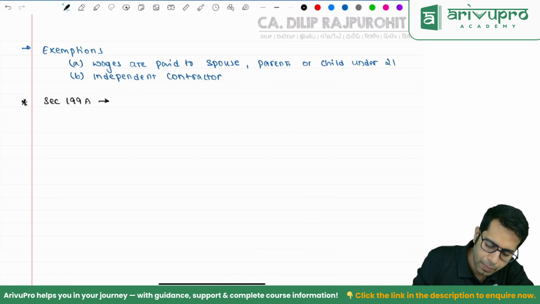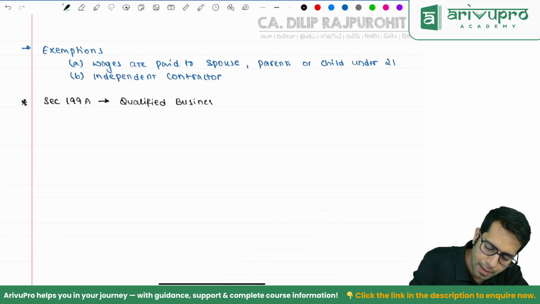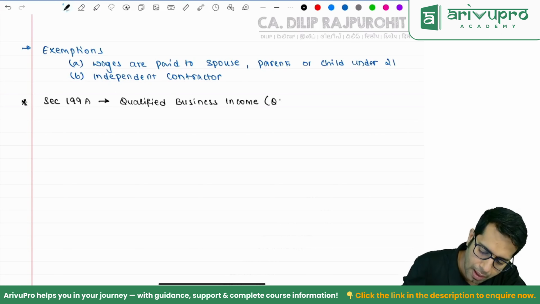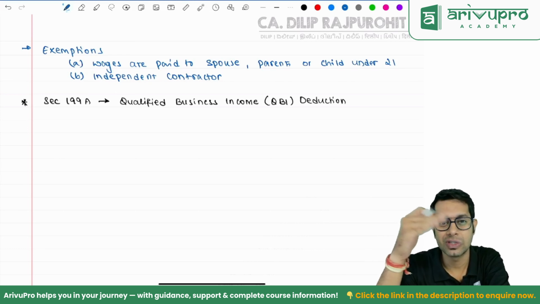Section 199A, qualified business income deduction. Qualified business income deduction. So basically, why was this introduced? I'll just give you a background. What used to happen was the tax rates for corporations were drastically reduced.